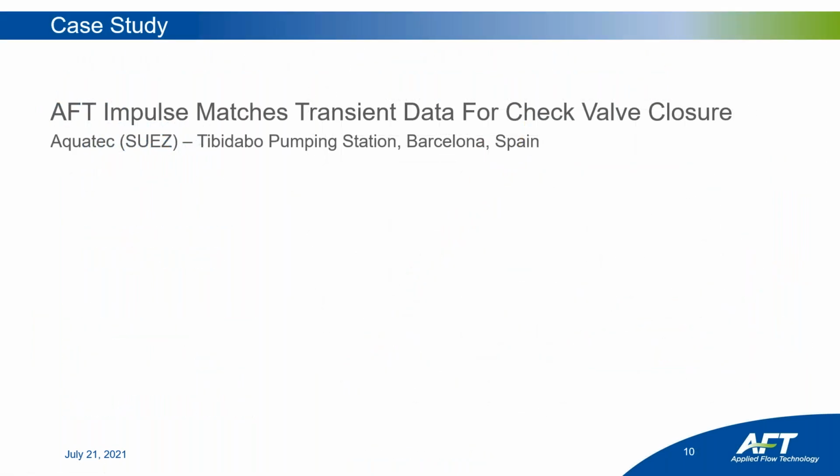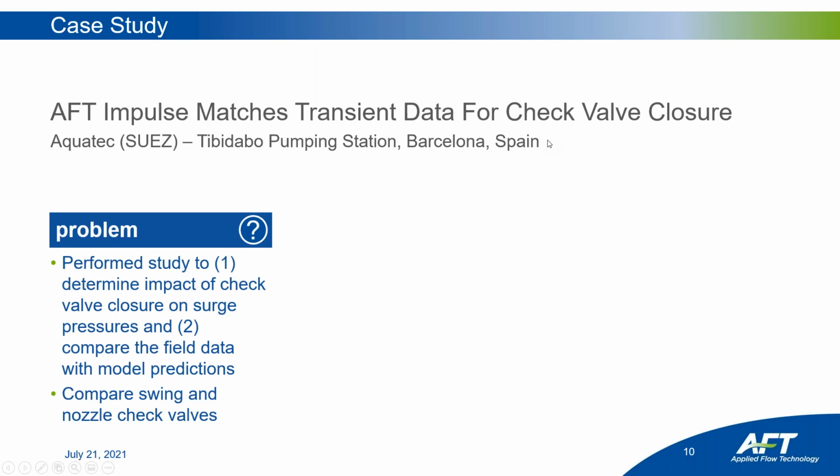So to see this in practice, why is it important to consider what type of check valve that you're using and how can the type of check valve avoid check valve slam? We have a case study. This came from Aquatech in Barcelona, Spain. They are looking at a water system where they're supplying their city with water, and they wanted to look at, one, the impact of check valve closures on surge pressures, and then they also wanted to look at the field data they can collect with that and compare that to Impulse results. In this case, they were going to compare swing and nozzle check valves because that's how they were addressing the issue that they were seeing.